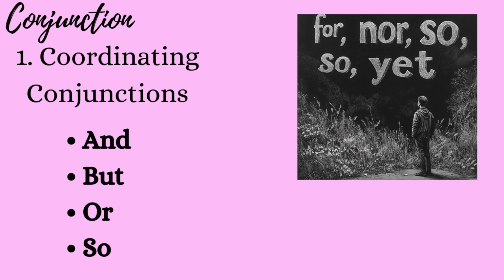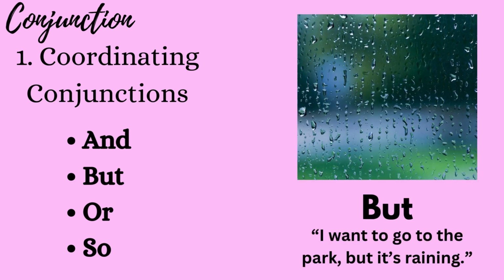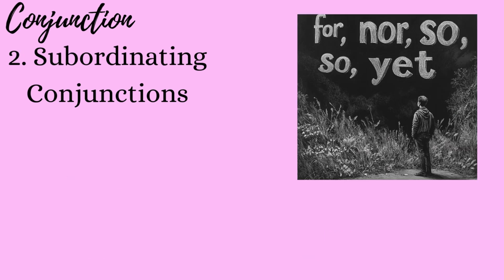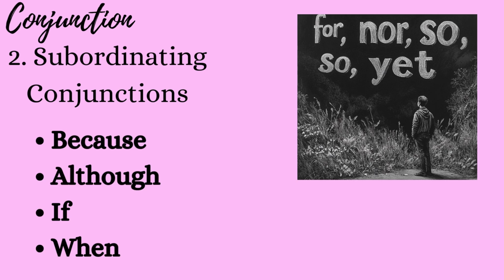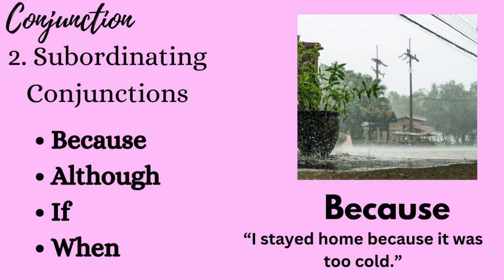Common coordinating conjunctions are and, but, or, so. For example, "I want to go to the park, but it's raining." Here, but connects two different ideas, wanting to go to the park and it is raining. Next are subordinating conjunctions. These connect a main idea with a supporting idea. The supporting idea depends on the main idea and can't stand alone as a complete sentence. Common subordinating conjunctions are because, although, if, when. For example, "I stayed home because it was too cold." Here, because connects the reason why you stayed home with the action of staying home.